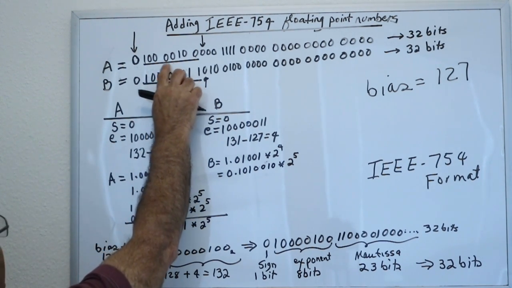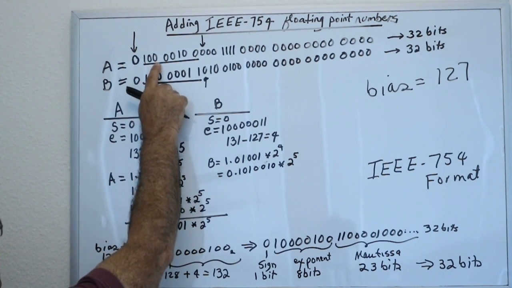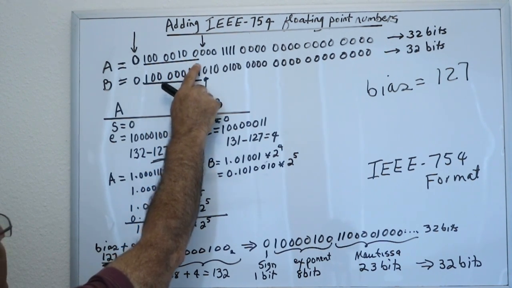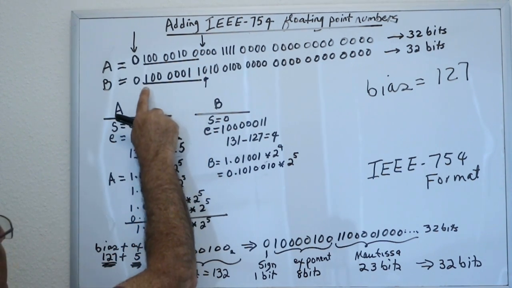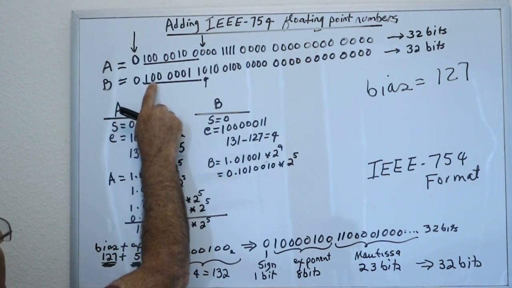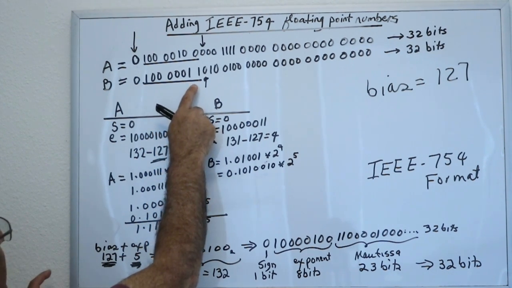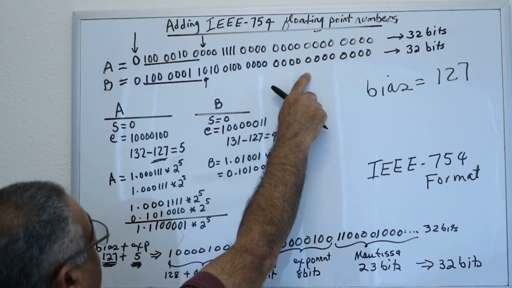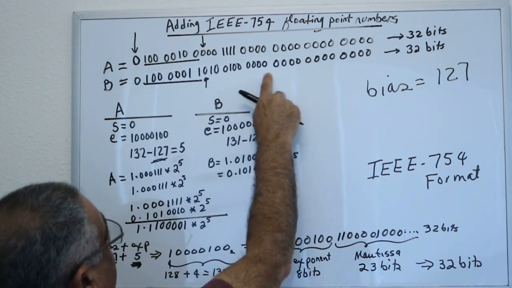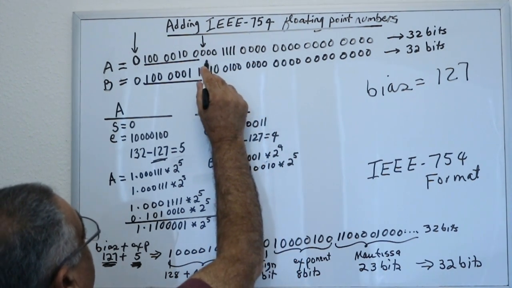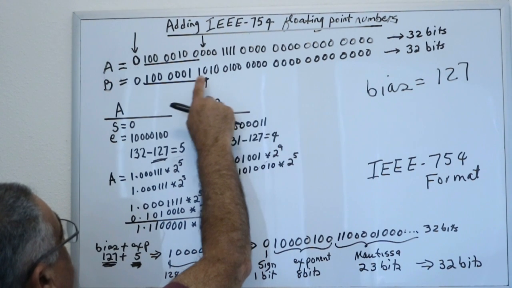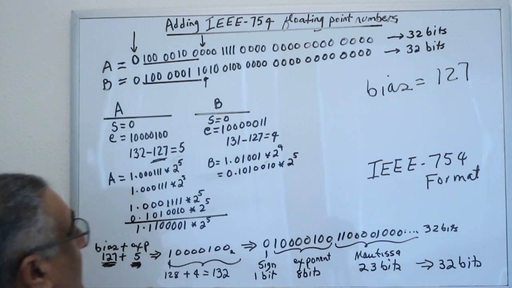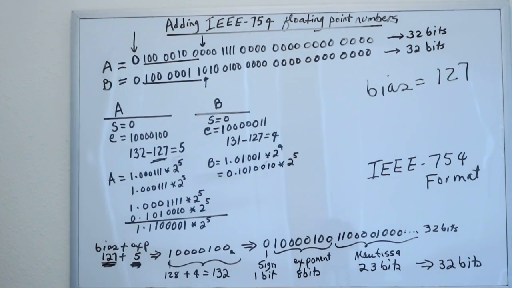The next 8 bits is the exponent. 1, 2, 3, 4, 5, 6, 7, 8. So the next 8 bits is the exponent. Now, the next 23 bits is the mantissa. So this is M. That's the mantissa, which is 23 bits. 23 plus 8 plus 1, that gives me 32 bits. How do I add these two floating point numbers in this format?